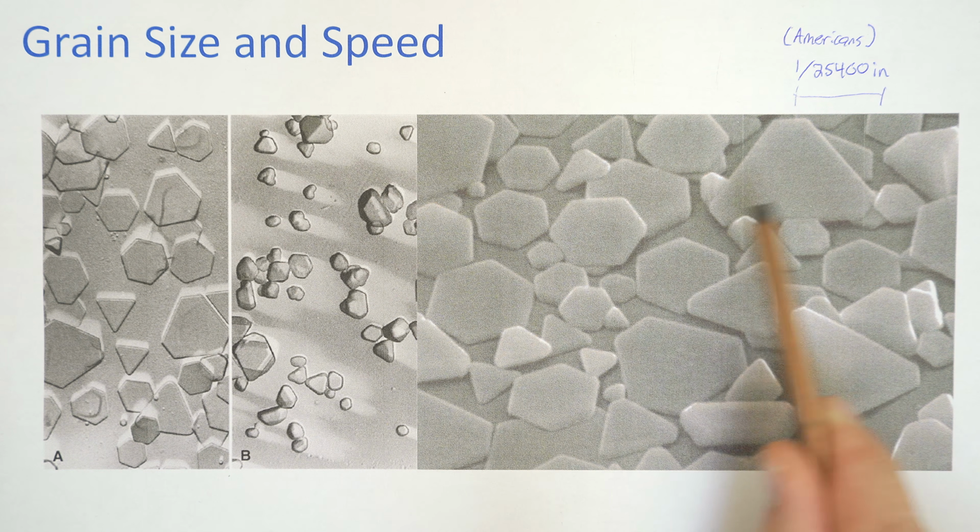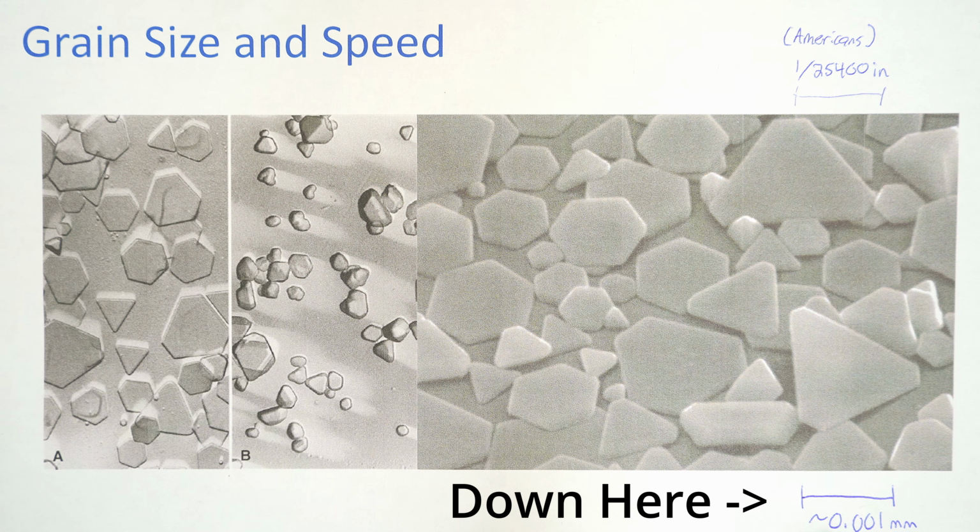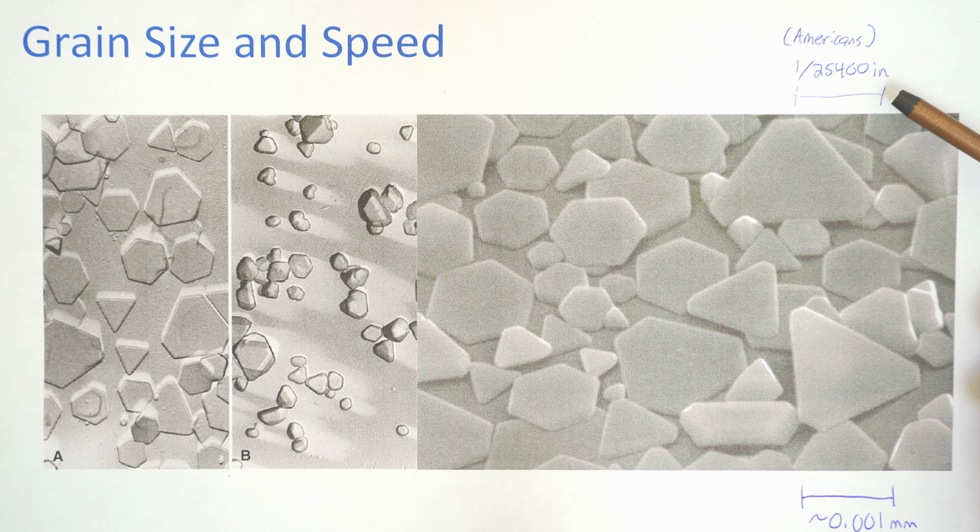As you see here, we have silver halide grains floating around. Now, if you can see here, this is around 0.001 millimeters, which is really small. And for you Americans, unfortunately like myself, we have 1 out of 25,400 inches. It is very small, nonetheless. You can fit a lot of grains in one small picture area.